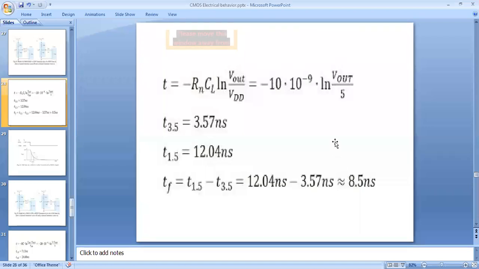8.5 nanoseconds. So this is fall time. Next, put aside a heading: calculation of rise time.